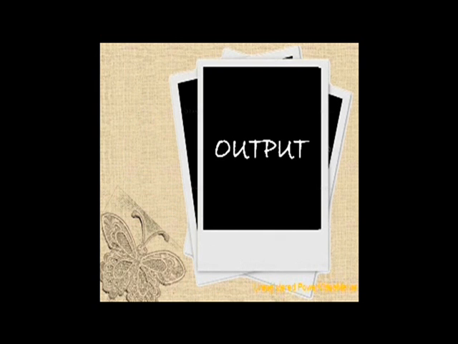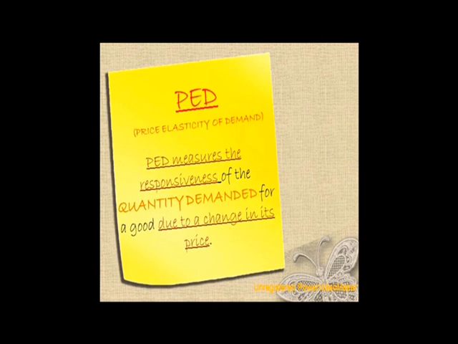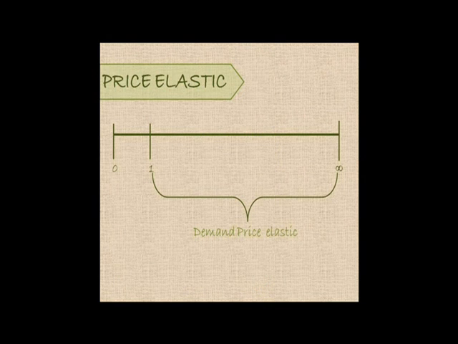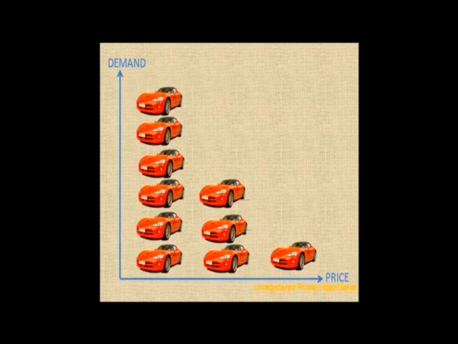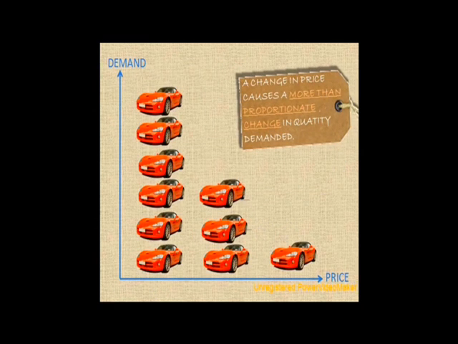For the case of output, output will increase or decrease according to the PED of the good. PED measures the responsiveness of quantity demanded for a good due to a change in its price. If the PED of the good is between 1 to infinity, the demand for the good is considered price elastic and is very responsive to the change in price. Example of a good whose demand is price elastic would be cars.